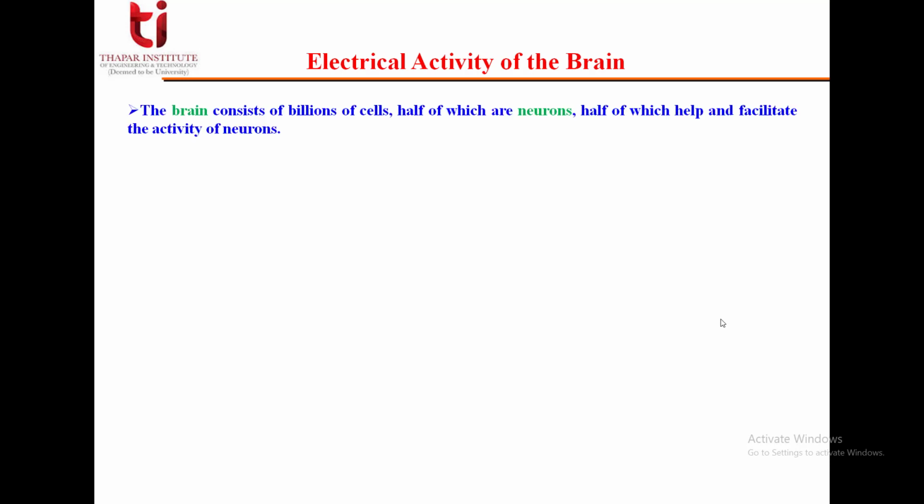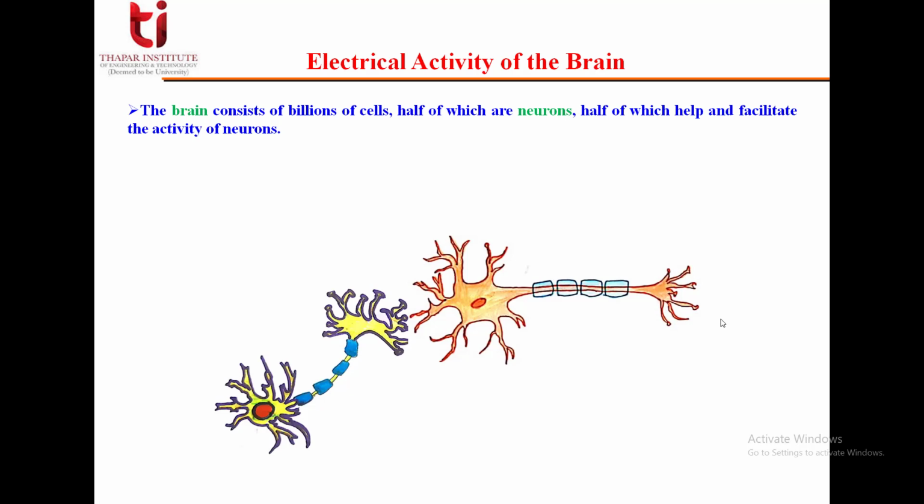Now, the brain consists of billions of cells, half of which are neurons and half of which help and facilitate the activity of neurons. So, if we have millions or billions of cells, half of them help and facilitate the functioning of neurons and the other half are neurons. Now, let's discuss the working of that.